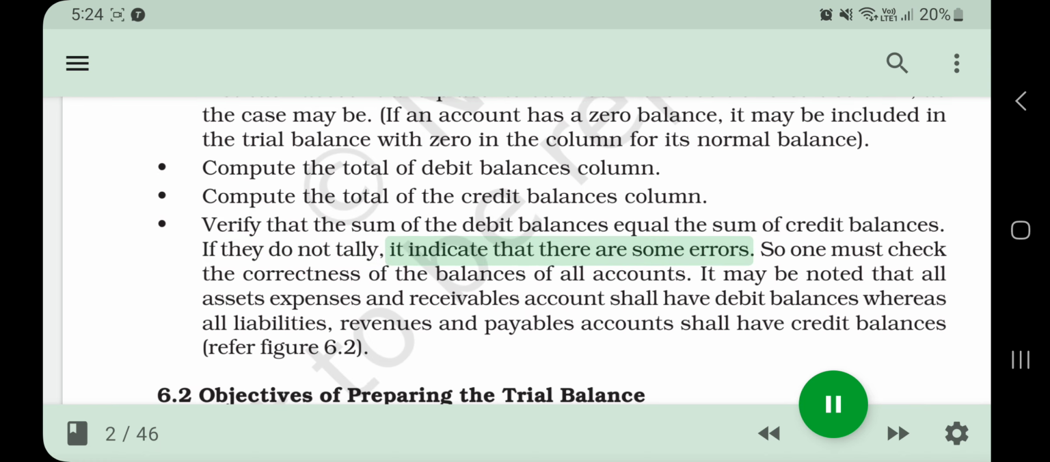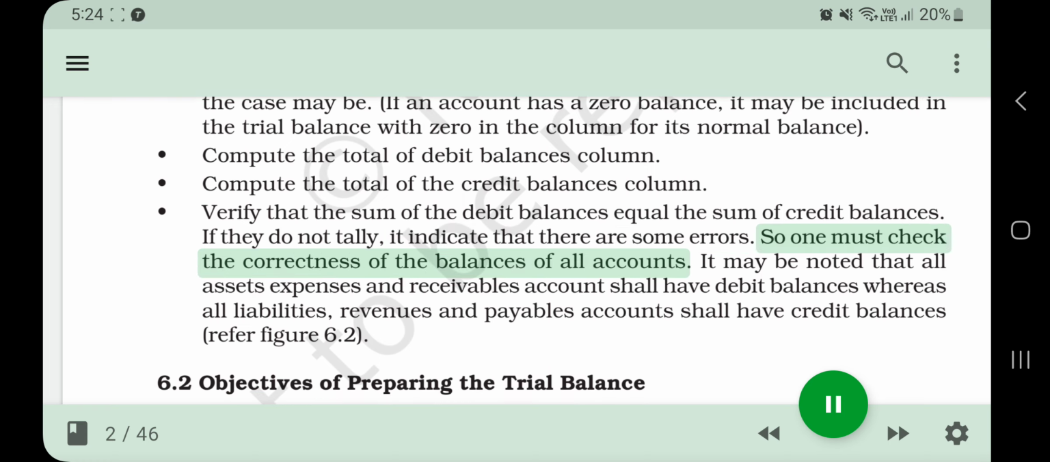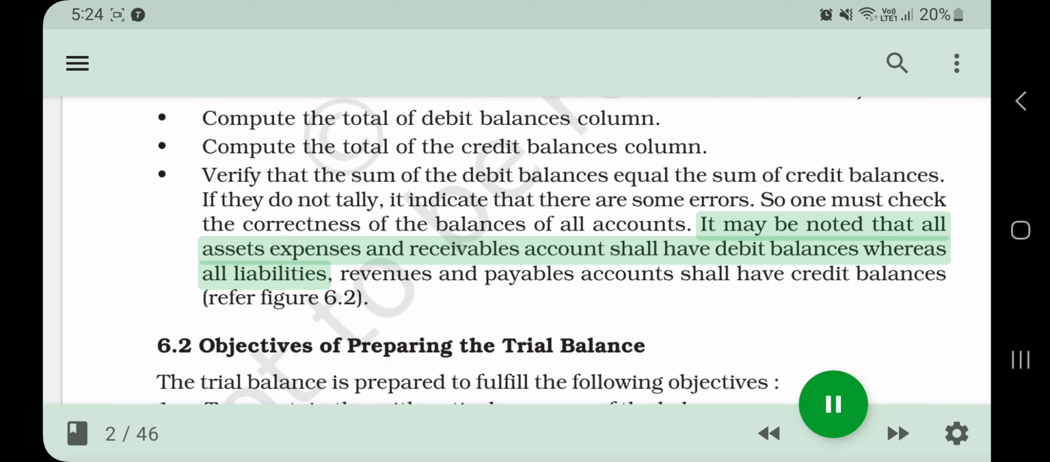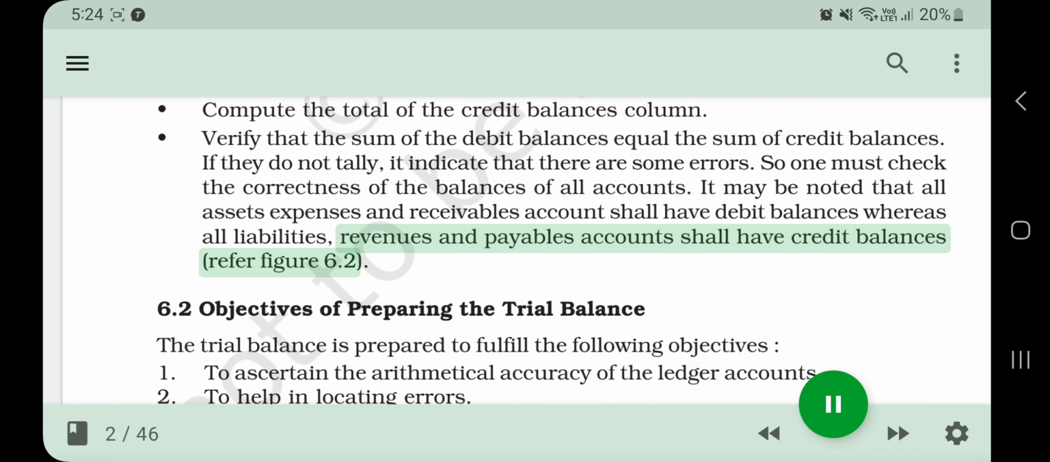If they do not tally, it indicates that there are some errors. So one must check the correctness of the balances of all accounts. It may be noted that all assets, expenses and receivables accounts shall have debit balances, whereas all liabilities, revenues and payables accounts shall have credit balances. Refer figure 6.2.